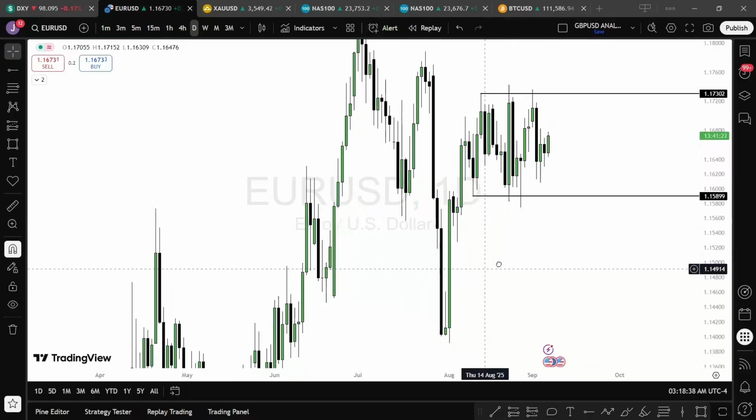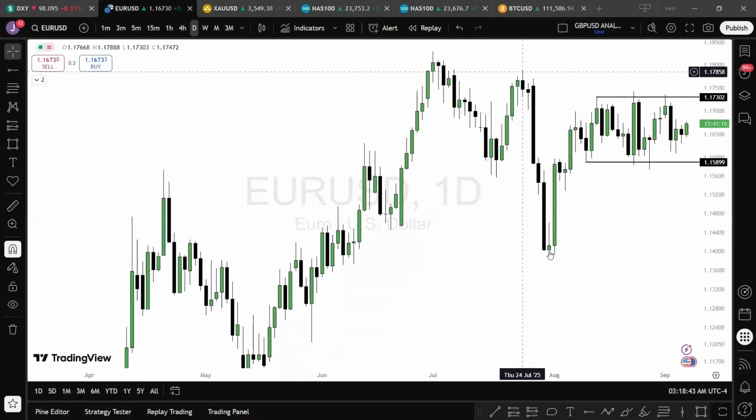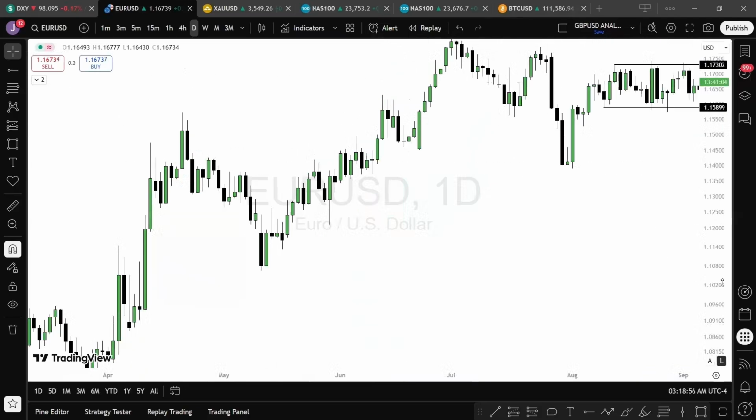But regardless, I'm still going to show you an example of an expansion. So you can see this move here from this high to this low is an expansion. From this low to this high is an expansion. From this high to this low is an expansion. So from here to here is an expansion.